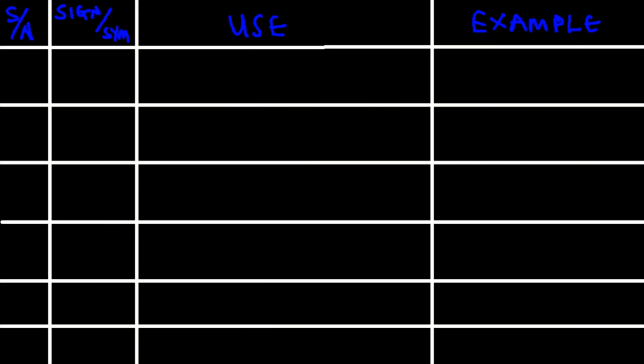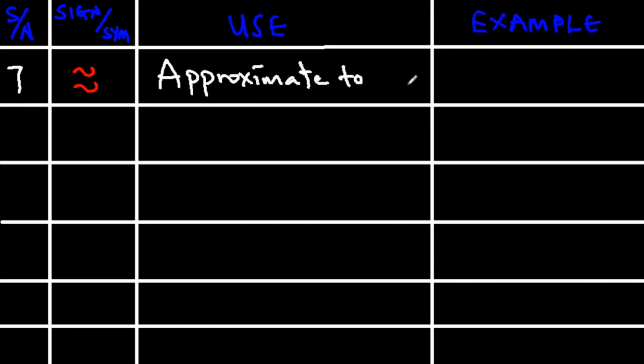Now guys, let's go over to learning some symbols. So the first symbol I'm going to be showing you today is this symbol. This symbol is called the approximate to symbol. It is used to show that a value is approximate to another value.